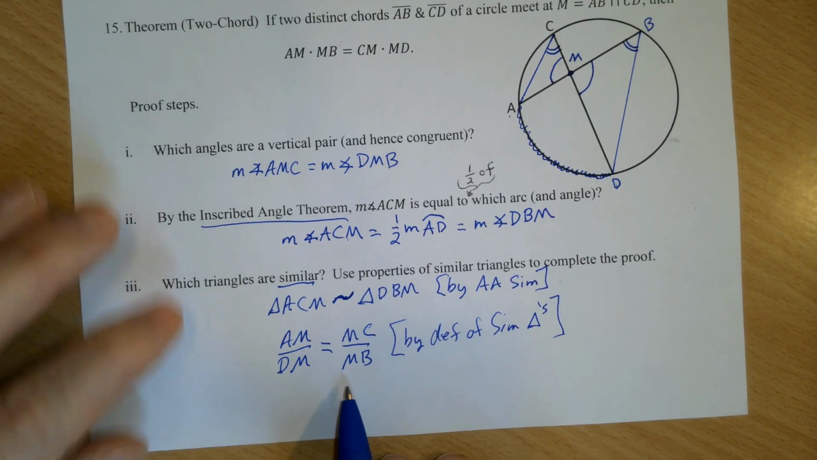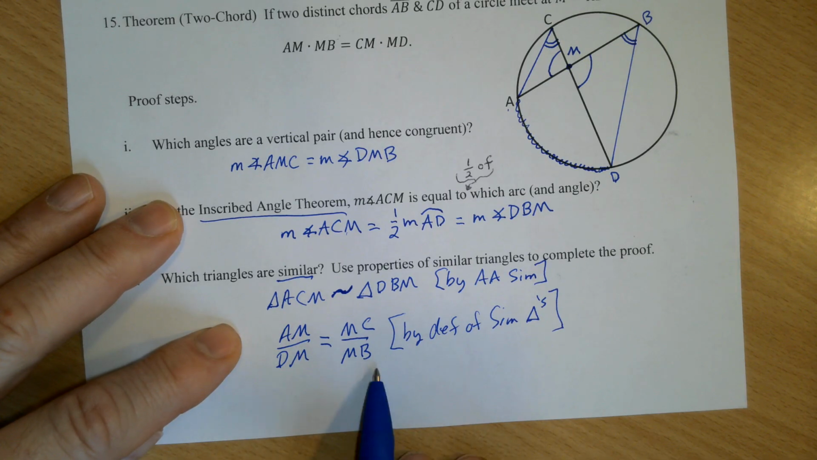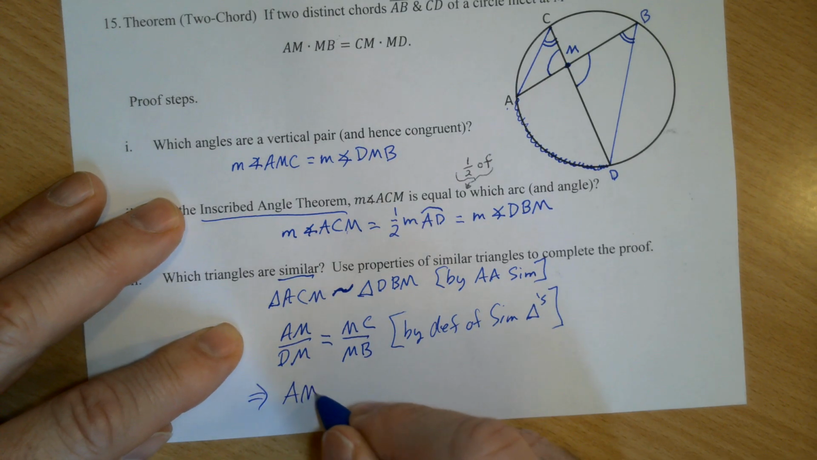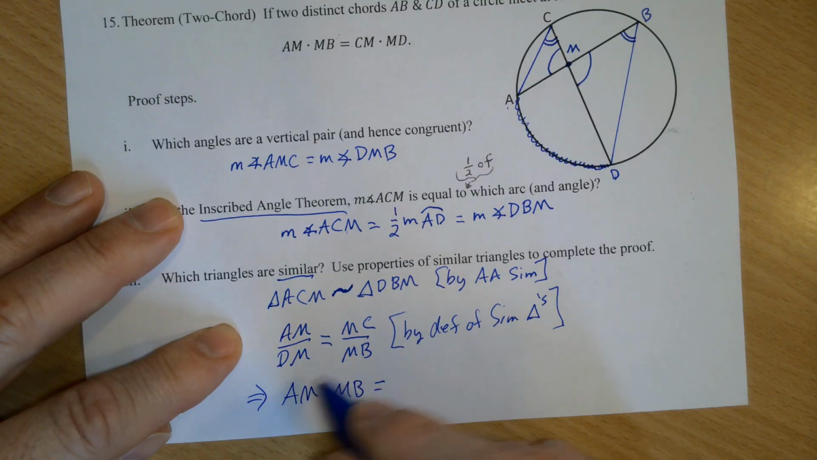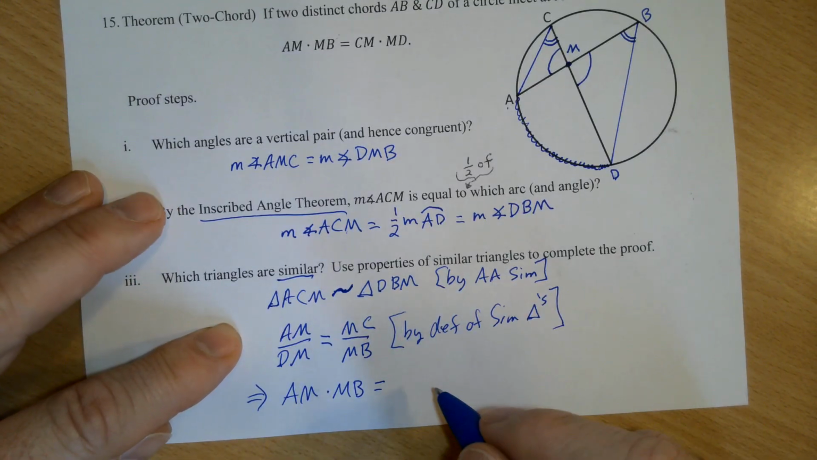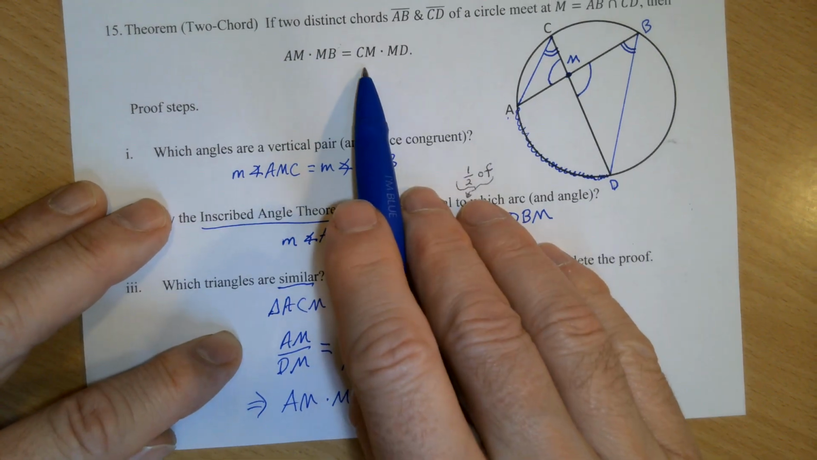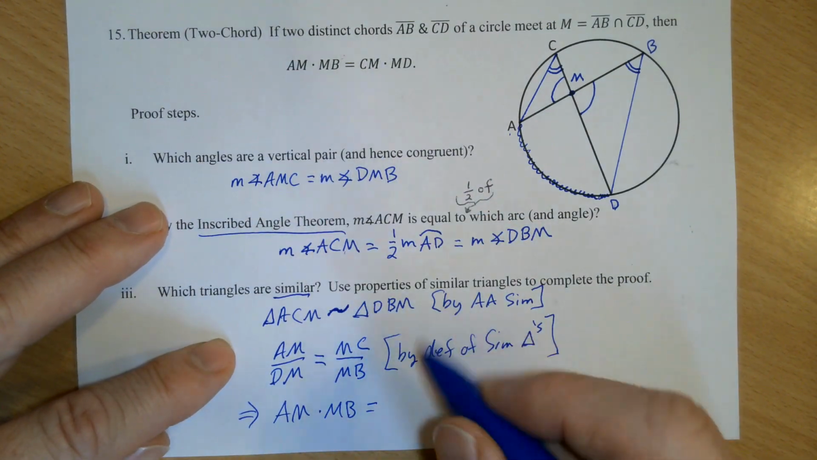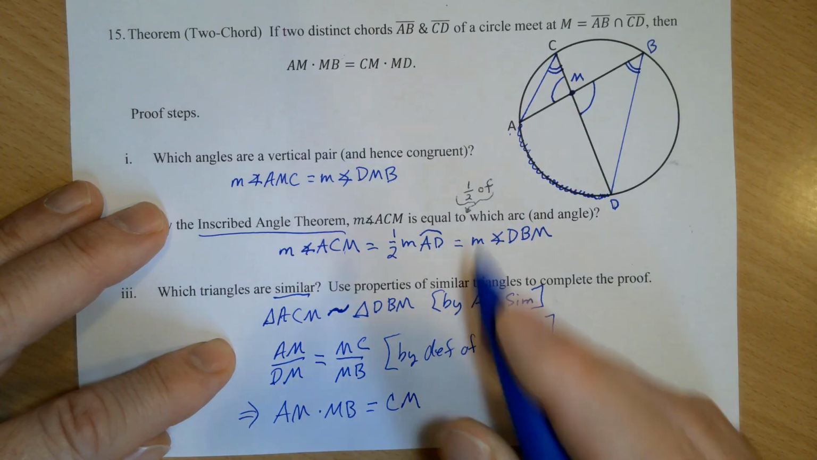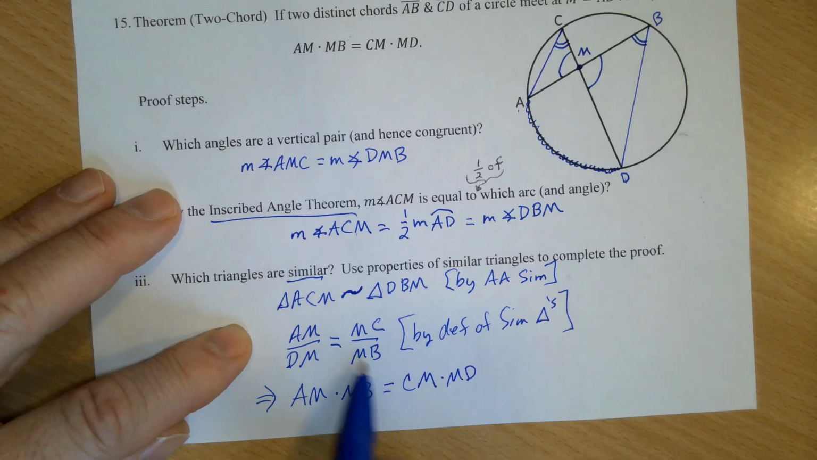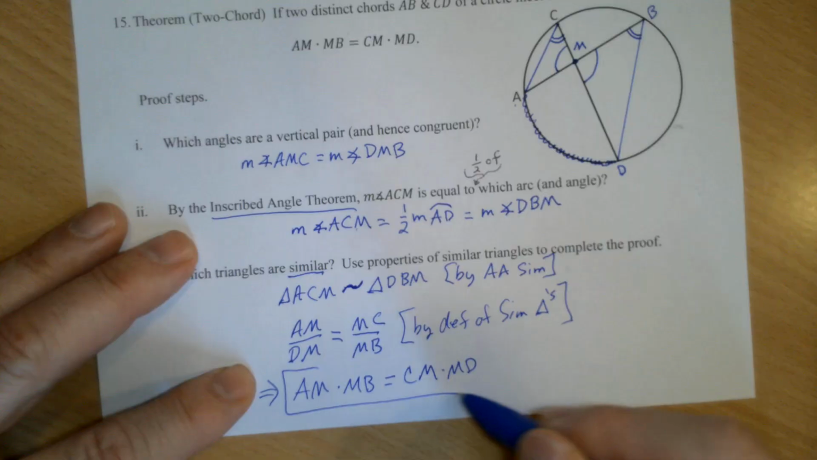Well, just by algebra then, remember when you have a fraction equal to a fraction, it means the cross products are equal to each other. So that just tells us that AM times MB is equal to DM times MC. I'll make it look just like this. Remember up here, CM is the same as MC. So I'll write CM times MD. Again, all I did was, when you have a fraction equal to a fraction, their cross products are equal. And this is exactly what we were trying to prove.